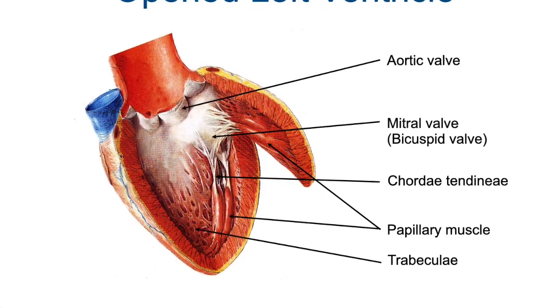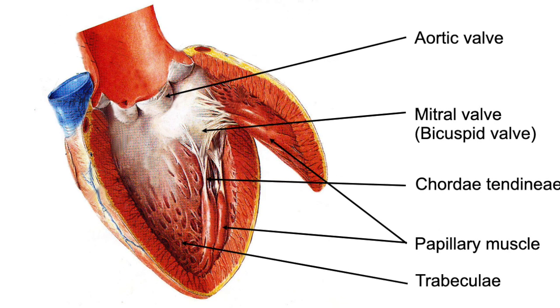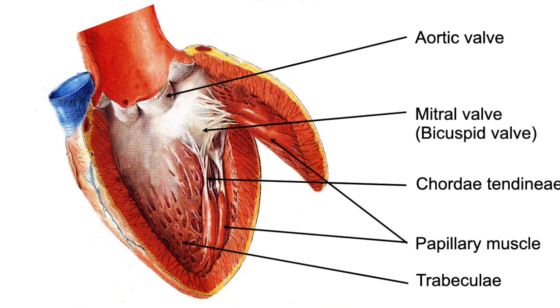Finally, the opened left ventricle. This is just the left ventricle with a slice cut open. We're going to replicate this same sort of configuration in the lab, and you see the thick walls, you see the papillary muscles. You also see the aortic valve.